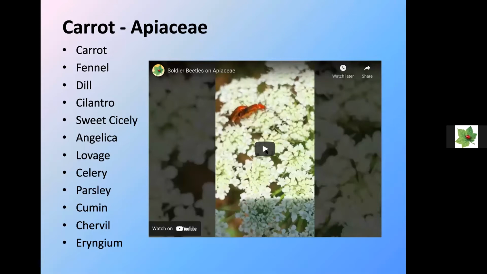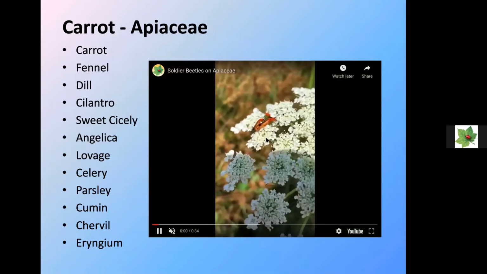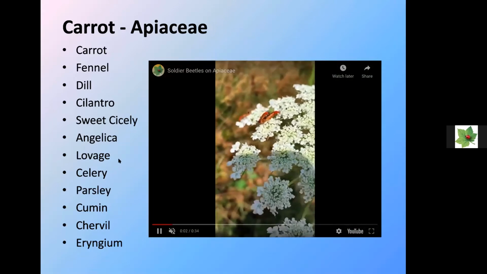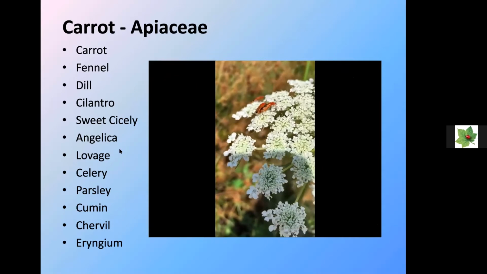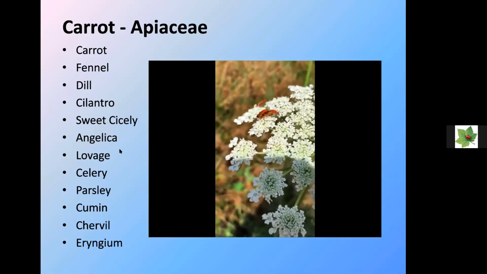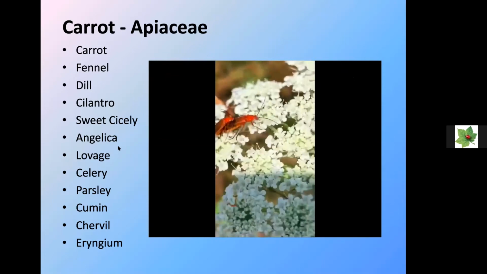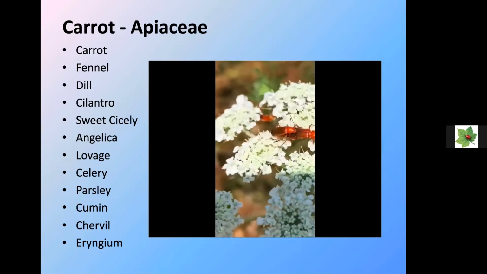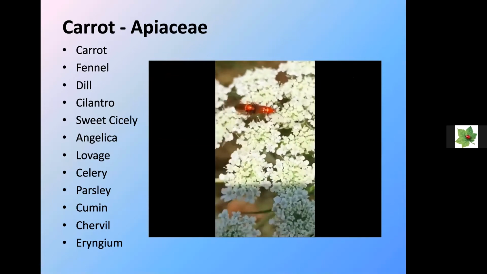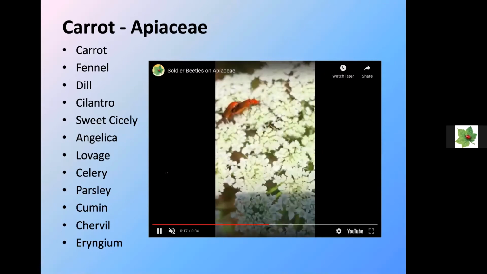I oftentimes see some of the smaller guys. So like in this video, the soldier beetle or the parasitoid wasp is what I will end up finding on these different types of flowers. And so this is a cilantro flower right here, and you can see these red beetles. These are a great predatory insect and also a pollinator at the same time.